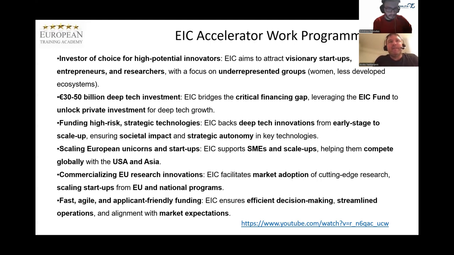So, for visionary startups, entrepreneurs, researchers, and so on, and underrepresented groups. Now they say women and less developed ecosystems. That's even funnier, because you want to have a unicorn and compete with the most ruthless sharks in the market, and you're trying to do it from a wheelchair. That's exactly the idea.